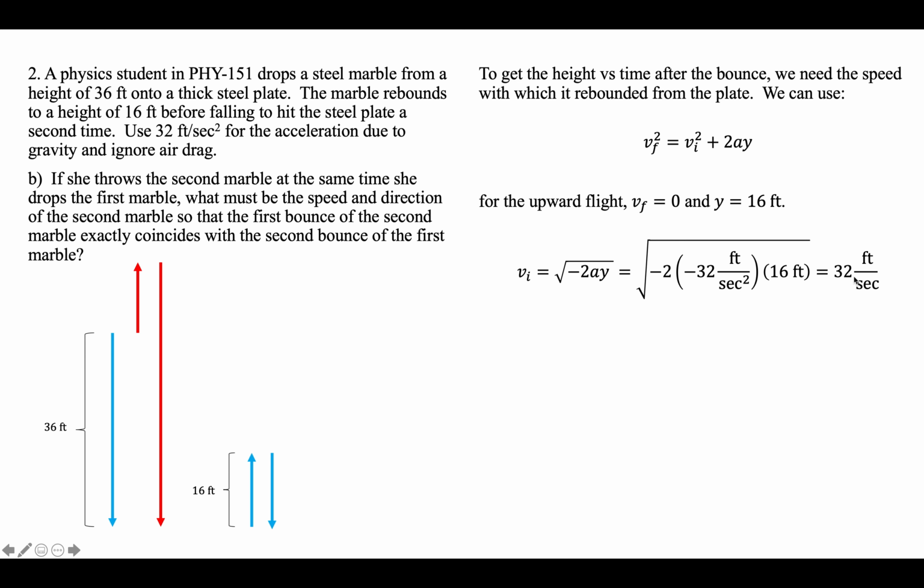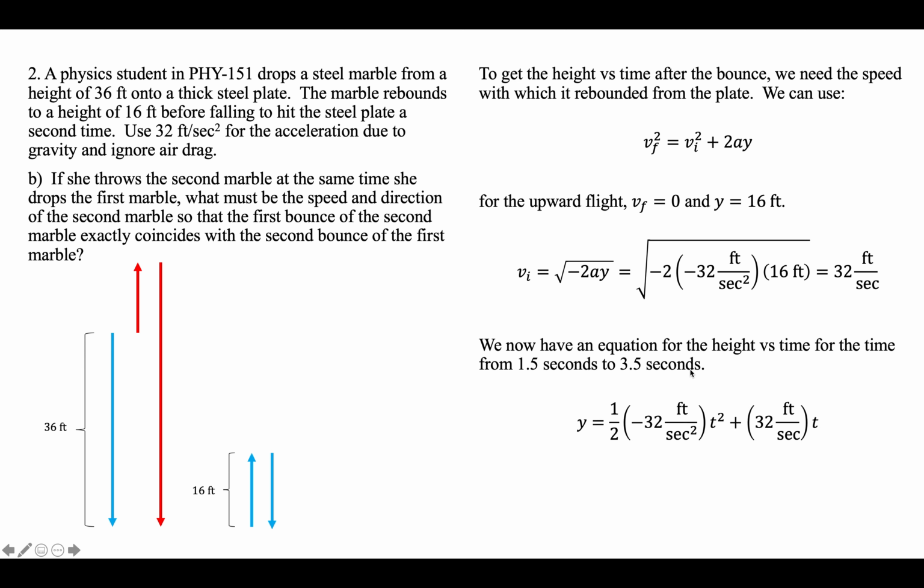It takes 1 second to stop it. It takes gravity 1 second to stop it because it goes up at 32 feet per second. Gravity will take away 32 feet per second each second. It takes 1 second to get up. The average speed of 32 and 0 is 16. If it averages 16 feet per second for 1 second, it goes 16 feet, and that's how high it went. So now we have an equation for the height versus time for the time from 1.5 to 3.5.